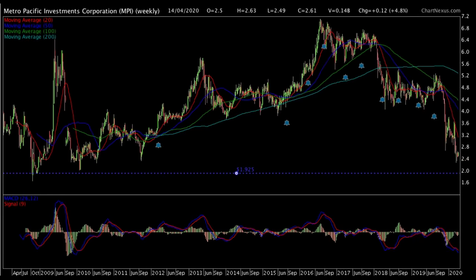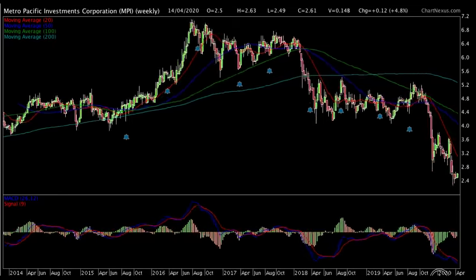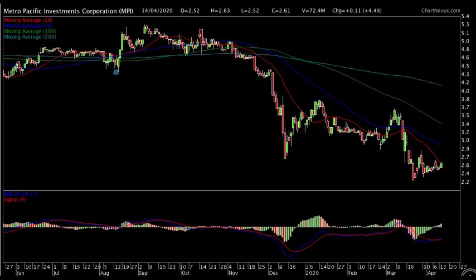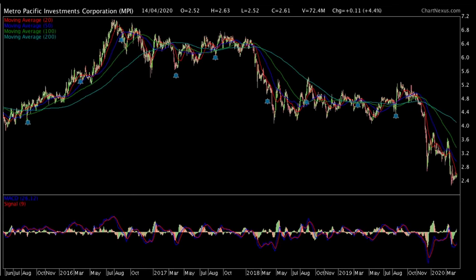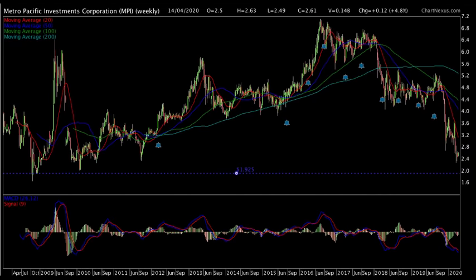Allow me to zoom in so you have context here. So this is where we are currently for MPI. Again, it's massively lower than its highest point, but it's closer already to the 12-year support level that it was trying to hit over the past few months, or at least years.